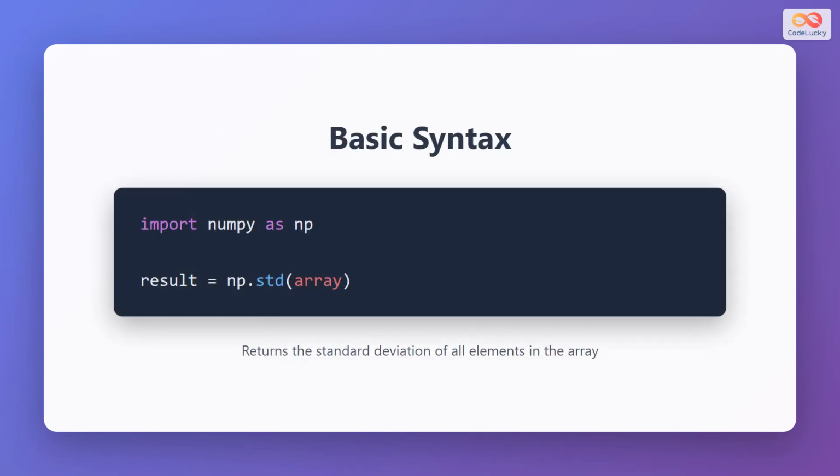The basic syntax for calculating standard deviation in NumPy is simple. First, import NumPy as np. Then, call np.std and pass your array as an argument. The function returns the standard deviation of all elements in the array. This is the most straightforward way to calculate standard deviation for your data.